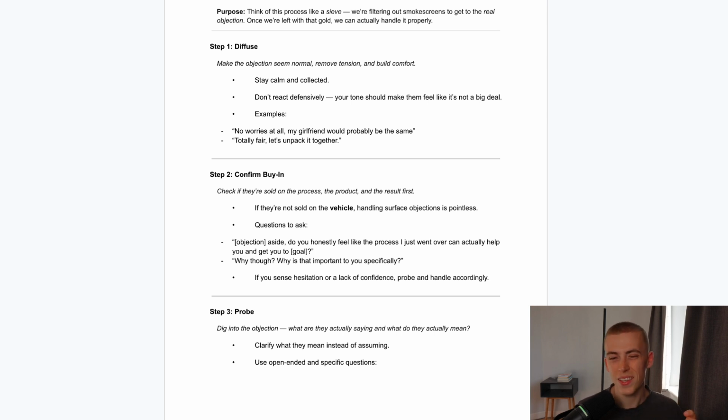Okay? So what we want to do on step 2 is just confirm the buy-in, confirm they're bought in on the process. And this is essentially a mini temp check, checking the temperature of the prospect, where they're at, if they're interested or not. So you really just want to ask, okay, sweet. So objection aside, or whatever they said aside, money aside, do you honestly feel like the process I just went over can actually help you get to XYZ goal? Insert their goal.